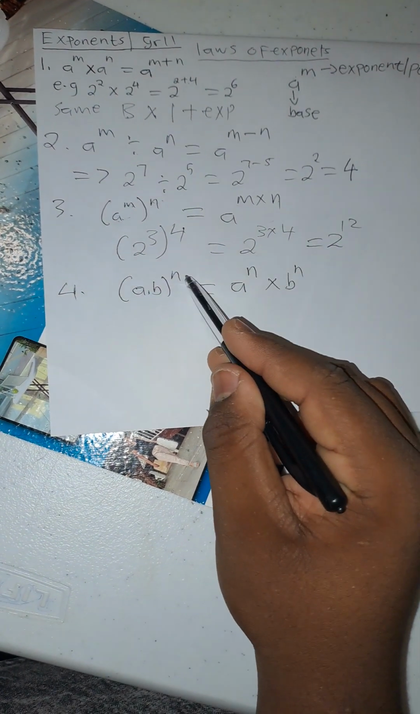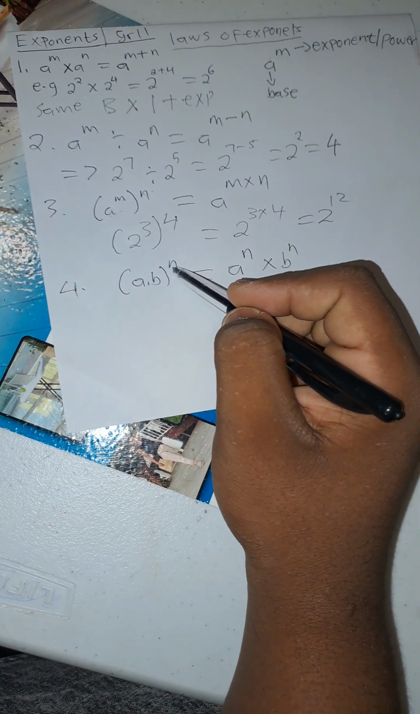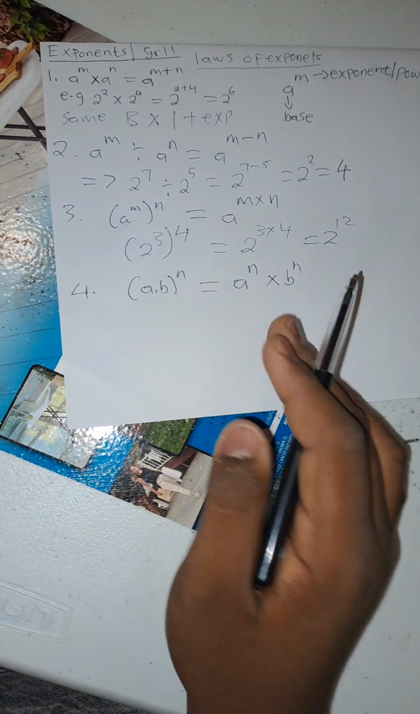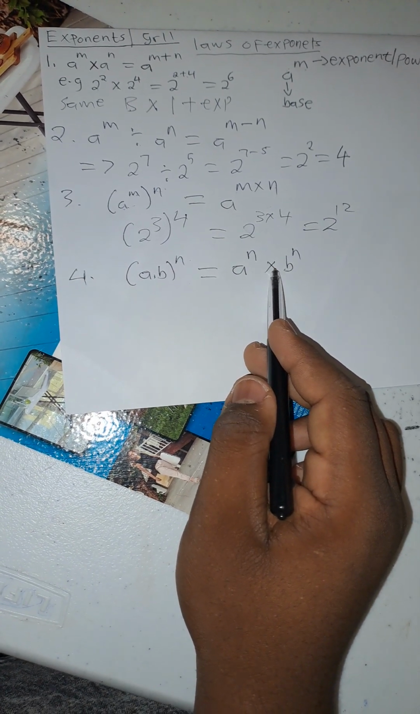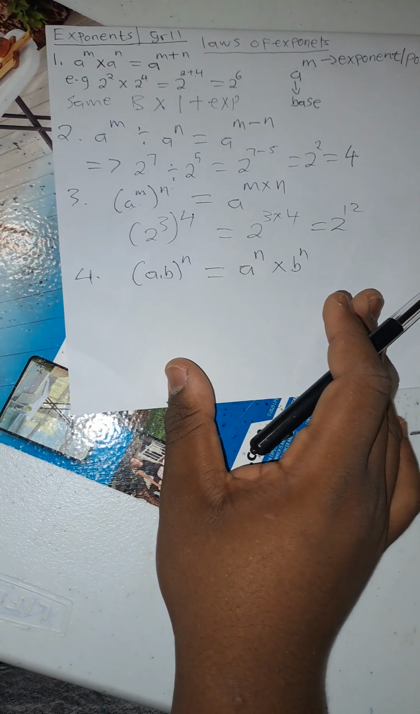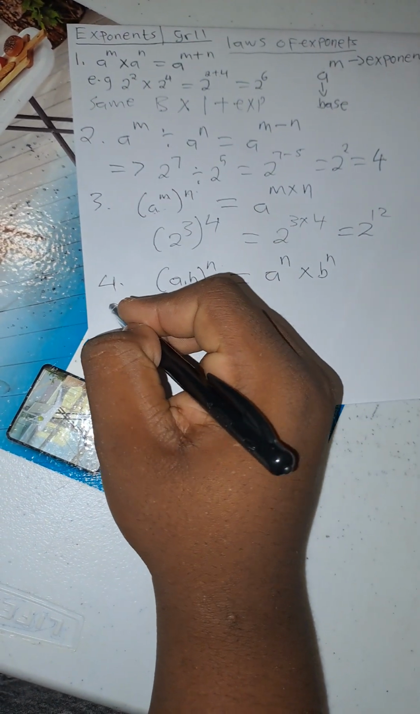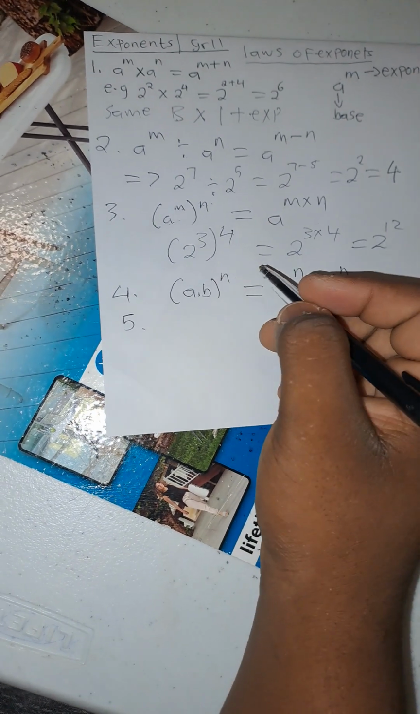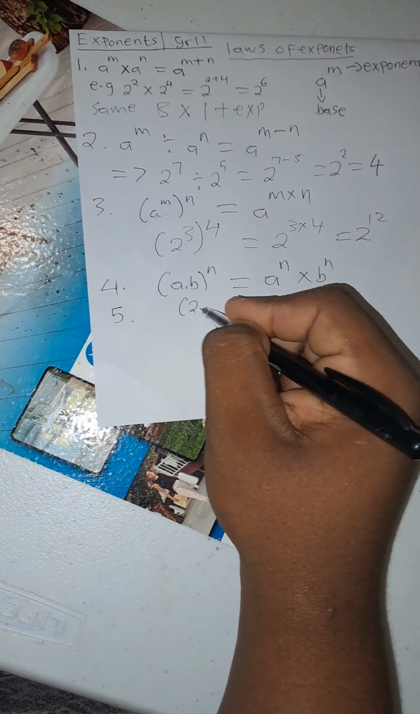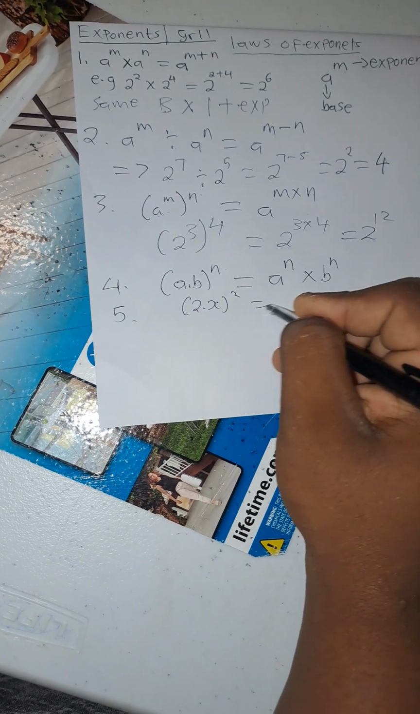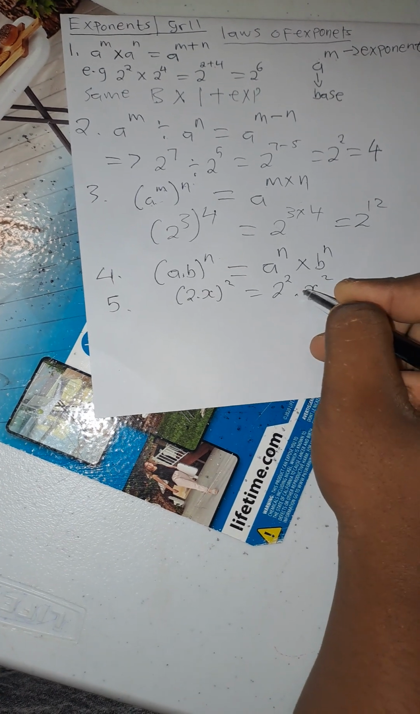Now they are going to share the exponent because they are both multiplied inside the bracket, and they are raised to the power of n, so they will be sharing the exponent n. Okay, so now let's continue. Let me just make an example for you. Let me say I have (2 times x) squared, which is equal to 2 to the power of 2 times x to the power of 2.